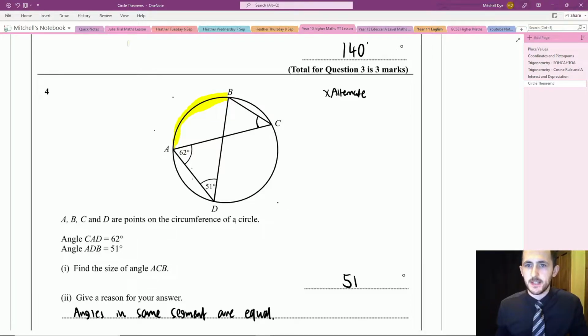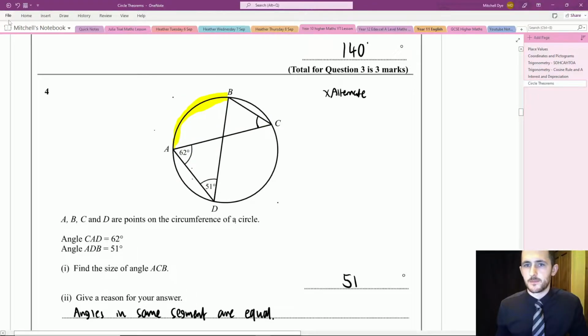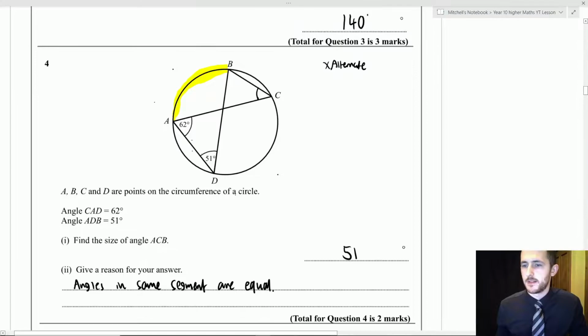Now, can you see that these two angles here are both made up of these two points here. Remember, for almost all of our theorems, the angles have to be made from the same points on the circumference. So if you look, this line here and this line here are made up of the same points, which means this angle has to be 51 degrees because they're made of the same segment. And remember, a segment is just like a slice of a circle.